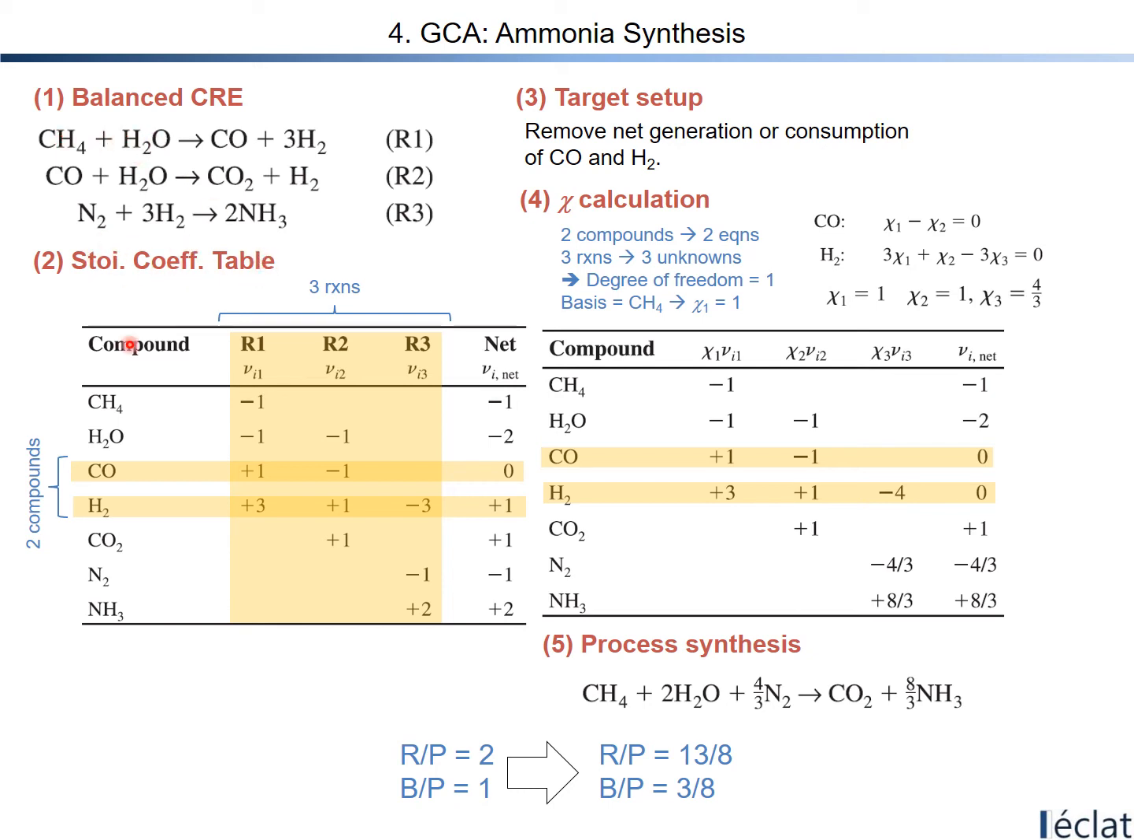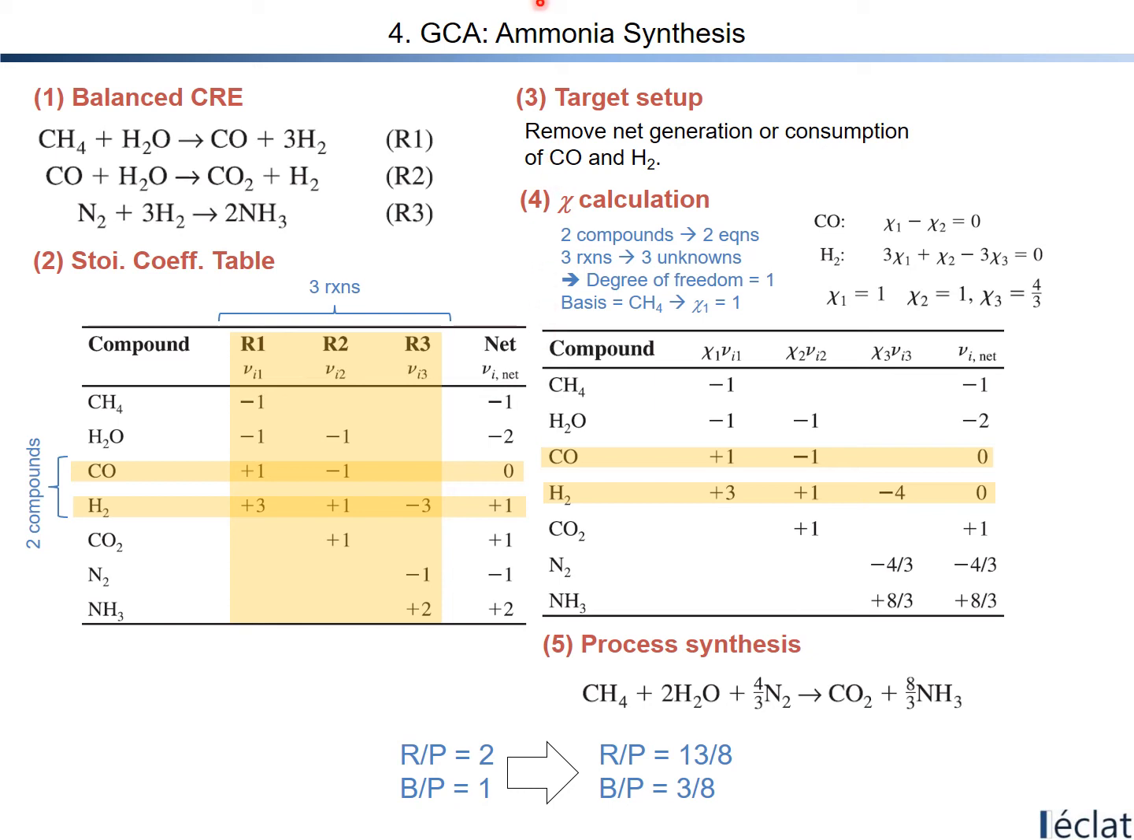Then let's go to step 2, the stoichiometric coefficient table. Compounds: methane, water, carbon monoxide, hydrogen, the same thing, carbon dioxide here, the same thing, nitrogen here, and ammonia, the final product. Then let's put the stoichiometric coefficients from the chemical reaction equations into the table. For reaction 1, something like that. R2, something like that. R3, something like that. And in the last column, list the net summation of those stoichiometric coefficients.